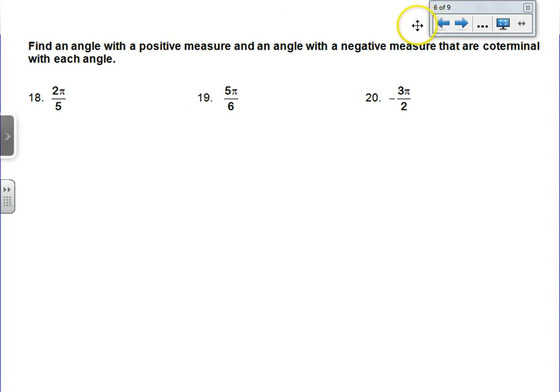Okay, find an angle with a positive measure and a negative measure that are coterminal with each of these angles. Okay, we've done this. You're supposed to add and subtract 1 rotation at least to find positive and negative coterminals. But when we did these problems before, they were in degrees. What are these problems in? Radians. So you have 2 choices. You could convert it to degrees and then convert it back to radians when you're done. But that sounds like a lot of work.